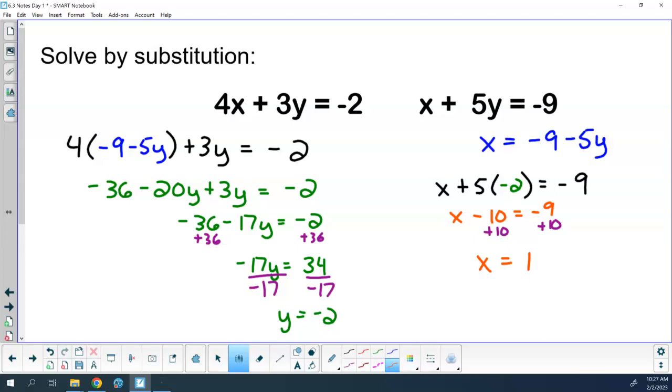Quick check. 4 times 1 is 4. 3 times negative 2 is negative 6. 4 plus negative 6 is negative 2. 1 is 1. 5 times negative 2 is negative 10. 1 plus negative 10 is negative 9. Checks out. Final answer in point form: 1, comma, negative 2.